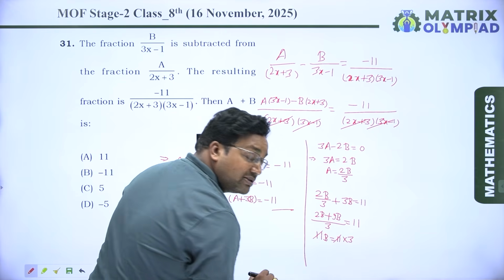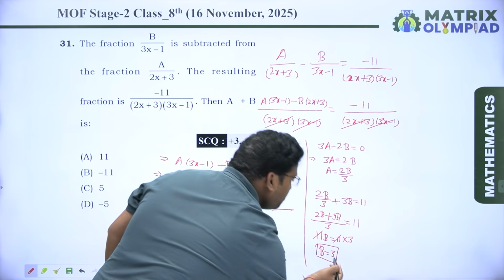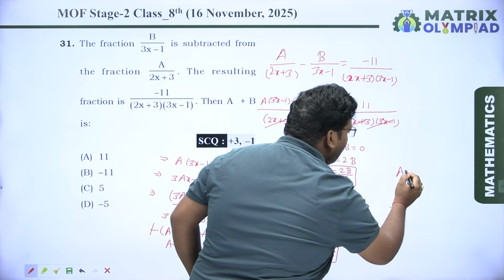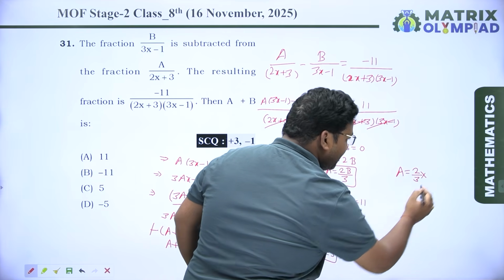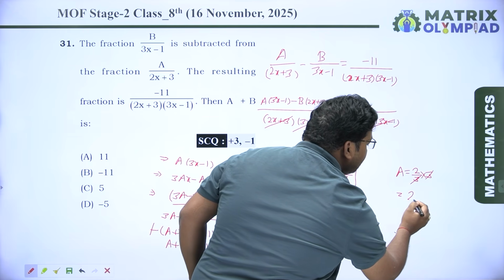So 9b plus 2b is 11b, equal to 11 into 3. 11 and 11 are cancelled out. So the value of b equal to 3. Now substitute this value in this part. So we will get the value of a equal to 2 by 3 into the value of b, which is 3, and this 3 and 3 are cancelled out. So the value of a is 2.